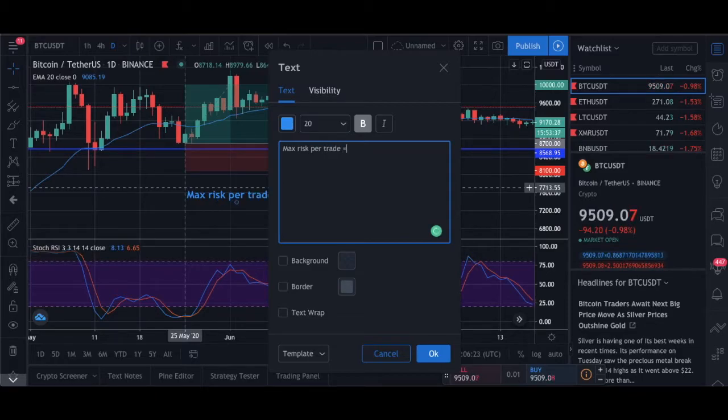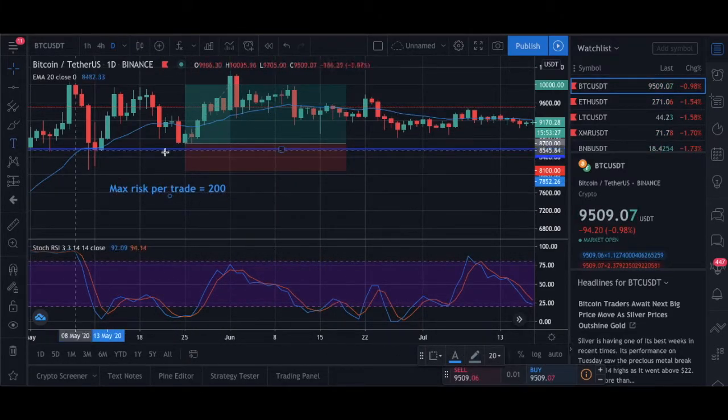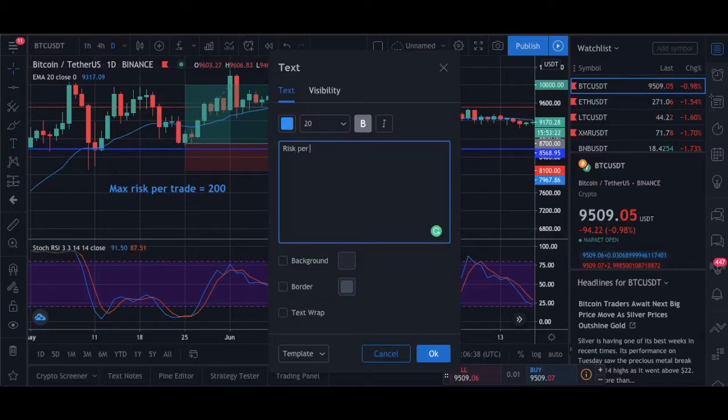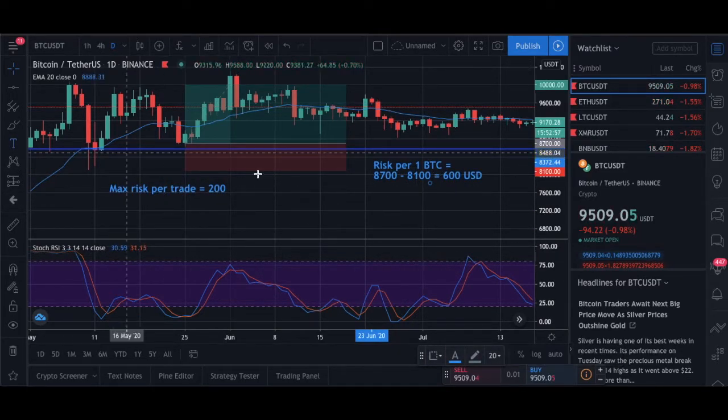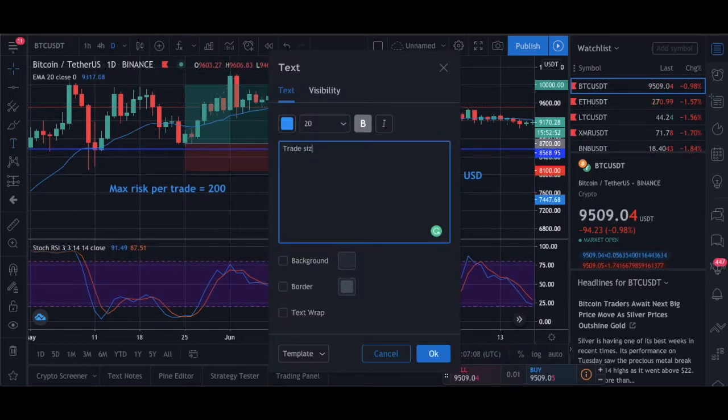Remember, in our scenario, our maximum risk per trade was $200, with a balance of $10,000 and 2% risk per trade. And in this trade, our risk for one Bitcoin is $600. So if we divide 200, which is our maximum risk per trade, by 600, which is our risk per one Bitcoin, we will find our right position size, which is 1/3 of a Bitcoin.